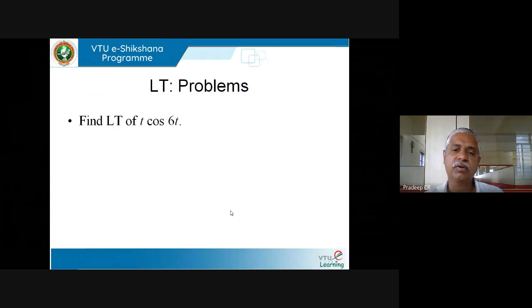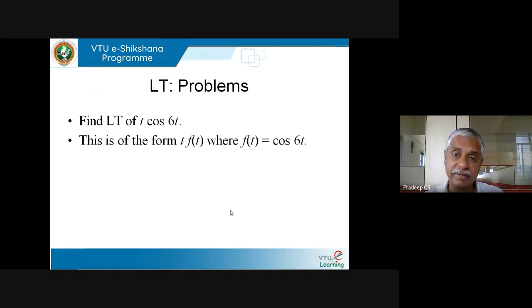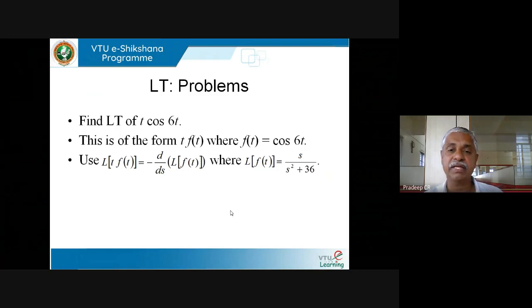Now, I think this is what we are doing. I don't remember, but anyway, I'll tell you this. Laplace of t cos 6t. Similar, we already use those formulas. If I know Laplace of cos 6t, I can find Laplace of t cos 6t. All I have to do is differentiate it once and change the sign. This is the formula I am using: Laplace of t f(t) is minus d by ds Laplace of f(t). Here f(t) is cos 6t, so capital F(s) is s by s squared plus 36. I hope I do these things correctly. And if I make a mistake, you should correct this, because I don't remember whether it is 1 by s squared plus 36 or s by s squared plus 36.